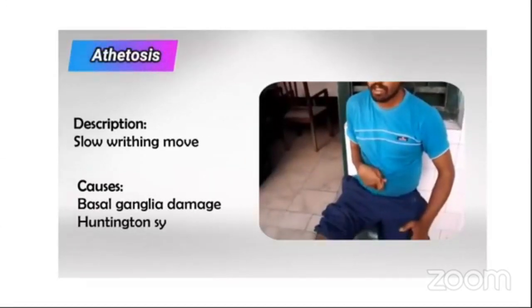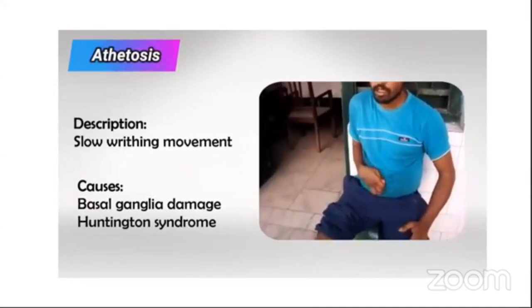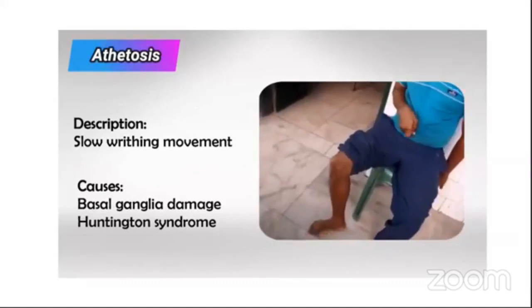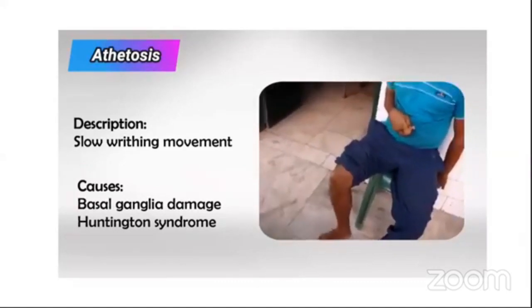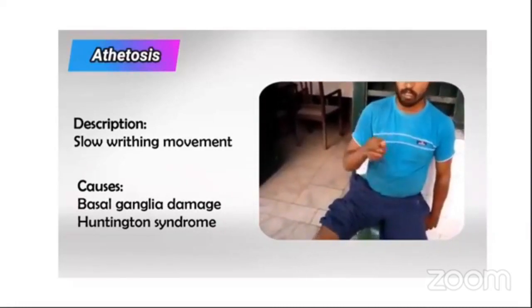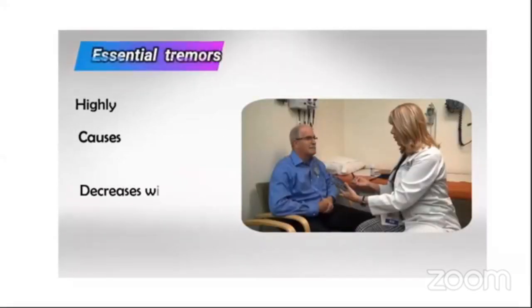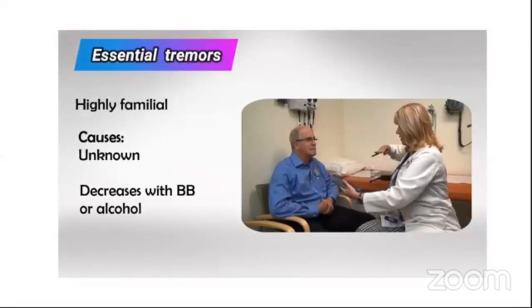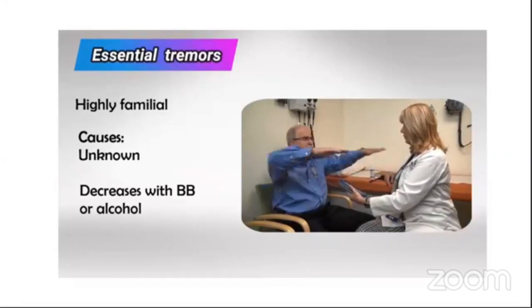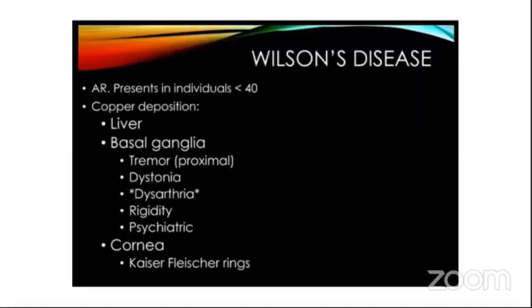Next, we have athetosis. This is a slow, small, writhing movement of the small joints of the hand. It mainly affects small muscles in the hand, and we see it in basal ganglia disorders and Huntington syndrome. Next, we have tremors, and this can be subdivided into essential, resting, and intentional. I have already described essential tremor, and now we go for some diseases where there are abnormal movements.